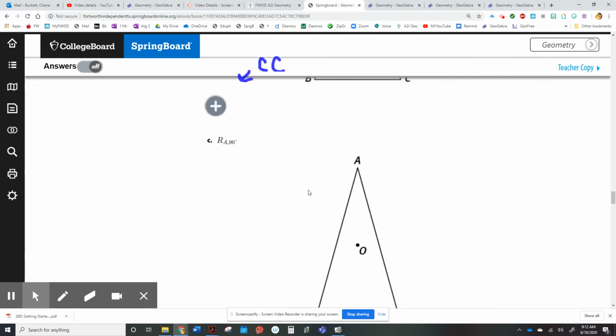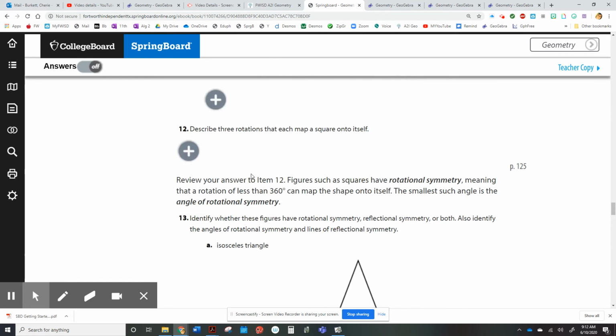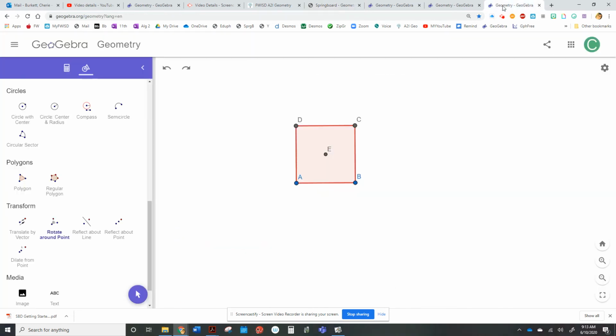Okay, the last one on this section of Springboard says describe 3 rotations. And so they're looking for this kind of notation. This is what your answer is going to be. Describe 3 rotations that map a square onto itself. So here's a square. Well, we know that we can go either direction, and it'll look like the square mapped itself. So I'm going to suggest that it's going to be a capital R. I've picked the point E right here, which is the center of the square, because that's the easiest to map onto itself.